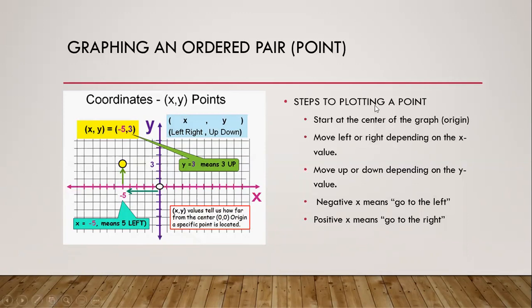All right. Steps of plotting a point: you start at the center of the graph, called the origin, this dot right here in the center, and you move left or right depending on the X value. In this case, the X value is -5, which means it goes this way, -5 units. And then we have +3. +3 is a Y value, that's an up or down value. It goes like that. So it goes -5, +3, and we put a dot there. So again, X goes left to right, Y goes up or down.